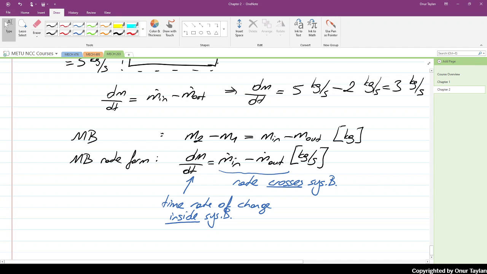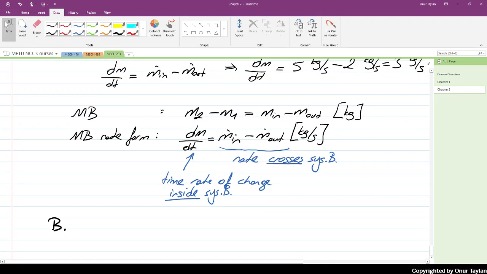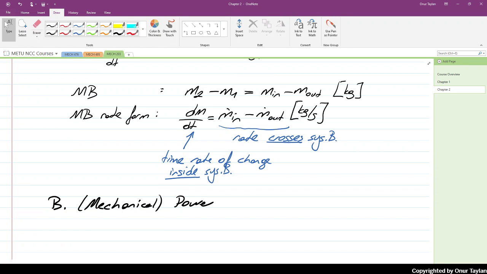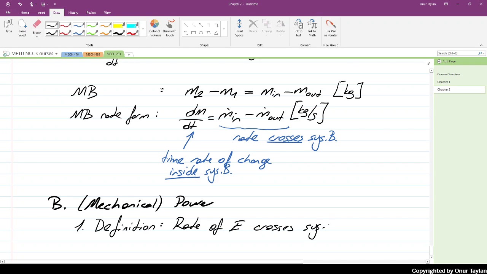So we have covered work, right? And the rate of work is what we call the power. We sometimes omit mechanical because we are talking about mechanical engineering, but it is very similar to the electrical power as well. So the definition of power is the rate of energy that crosses the system boundary in terms of work. So rate of work is power.